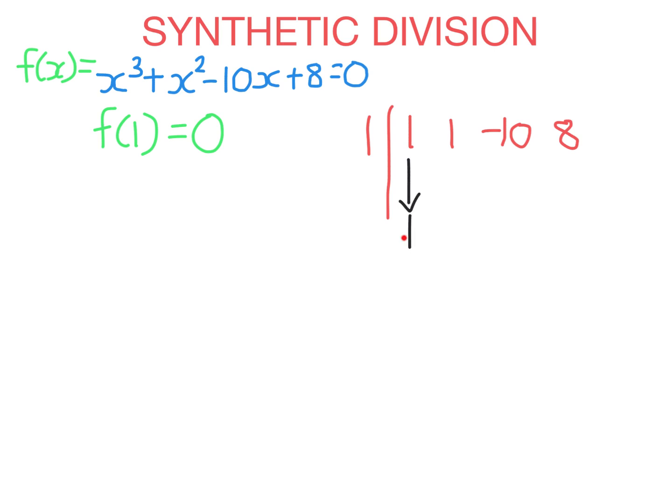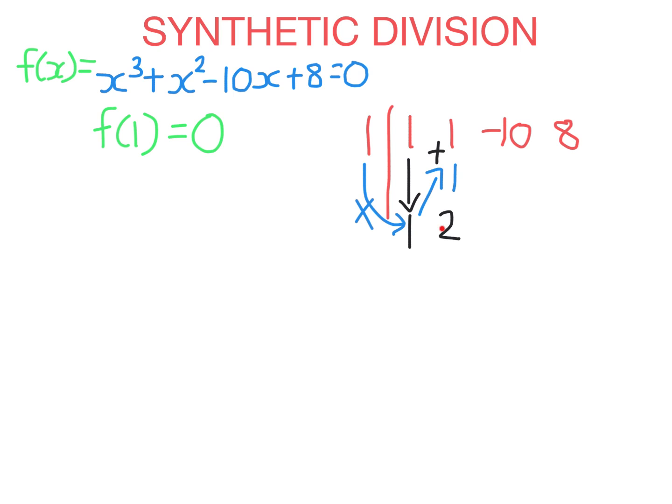Now whenever we get something down here, we multiply it by the root. So I go 1 times 1, obviously 1, and we stick that up here. Now, when we're calculating remainders in synthetic division, we add rather than subtracting. That's another aspect that tends to make synthetic division easier. So 1 plus 1 is 2.